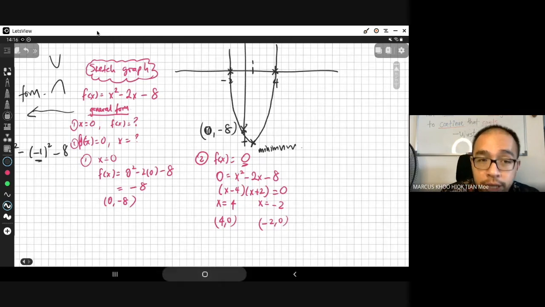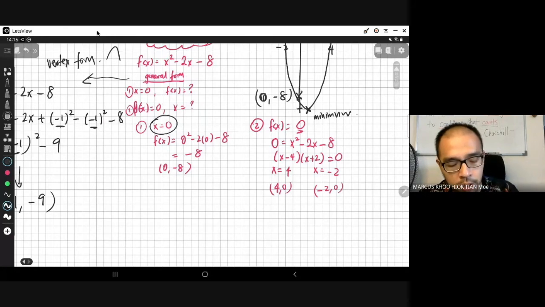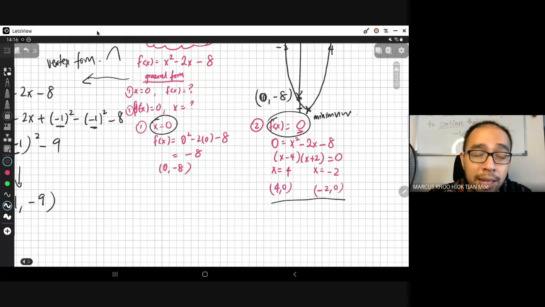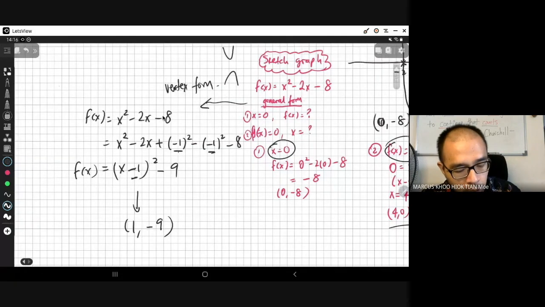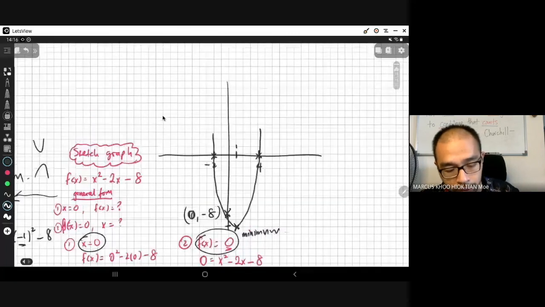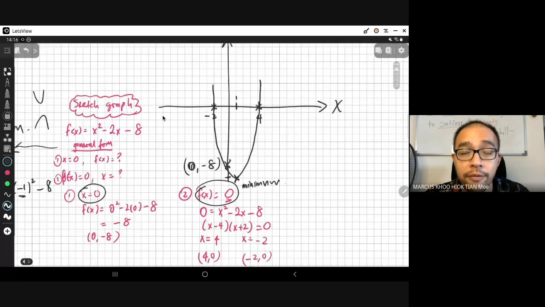Okay, so the 3 steps to sketch the graph. Okay, from the general form, we letak x equals to 0, cari koordinat f(x). We letak f(x) equals to 0, cari koordinat x, and we always expect 2 x answers. Usually lah. Okay, usually jawapan x kamu adalah 2. And then the third thing is, kita kena buat completing the square. Okay, completing the square untuk mencari the minimum or the maximum value. Okay, baru kita boleh lukis kita punya graph. So this is f(x) and this is x. Lengkap sudah kita punya graph ini.